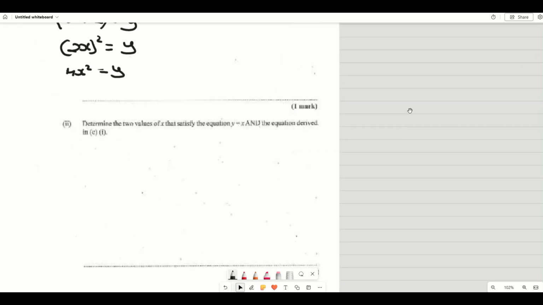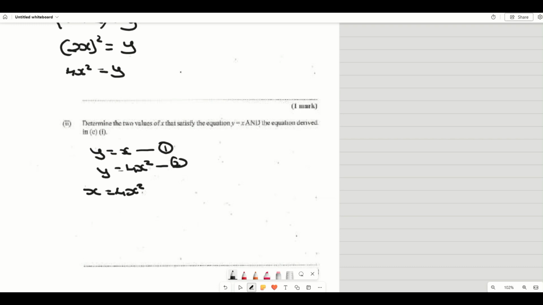Okay, now let's do part 2. Determine the two values of x that satisfy x is equal to y and the equation derived in C1. So they told you that y is equal to x. So wherever we see y, we're going to put that. All right, so this is equation 1. And then the next equation is y is equal to 4x squared. That is equation 2. So from this, we can say that x is equal to 4x squared, because both of them are equal to y, right?